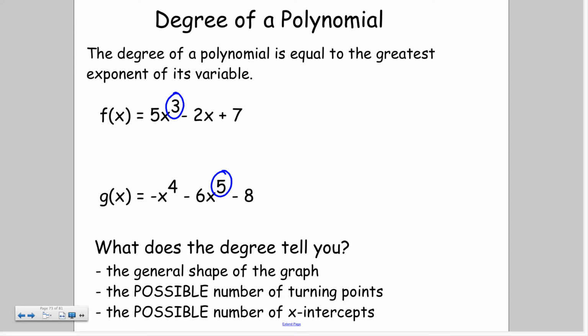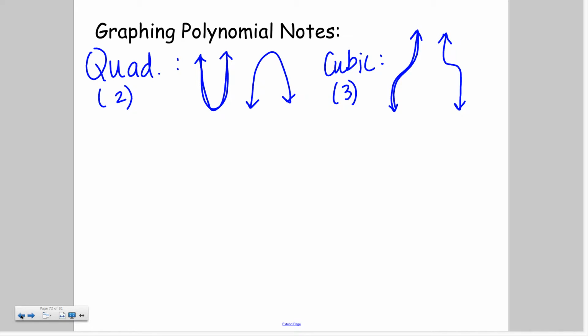Now the degree tells you the general shape of the graph, what we just talked about on page 33. It also tells you the possible number of turning points, where that graph is going to turn and go in a different direction. And it also tells you the possible number of x-intercepts. So after this, I'm going to go back to page 33 and make a few more notes.